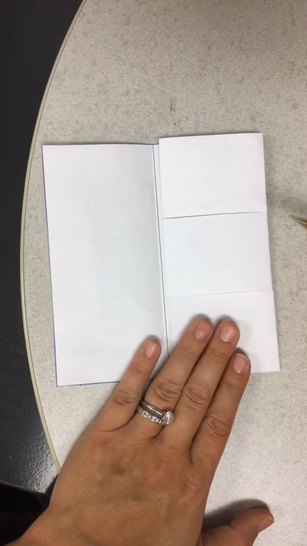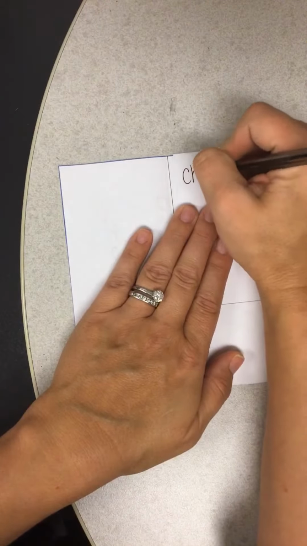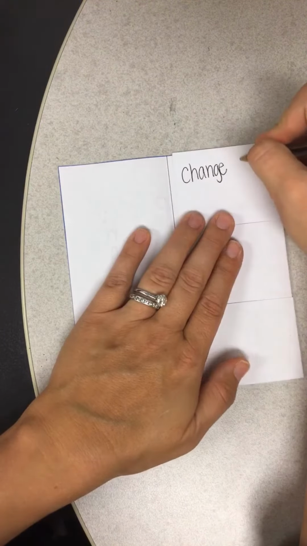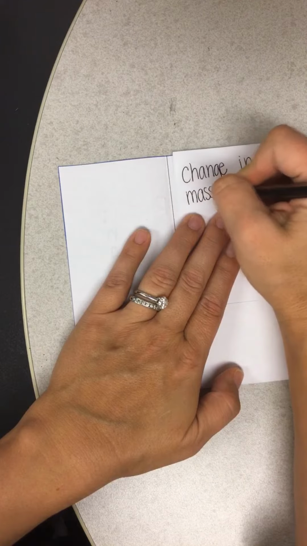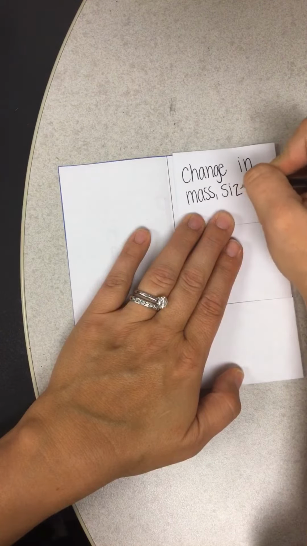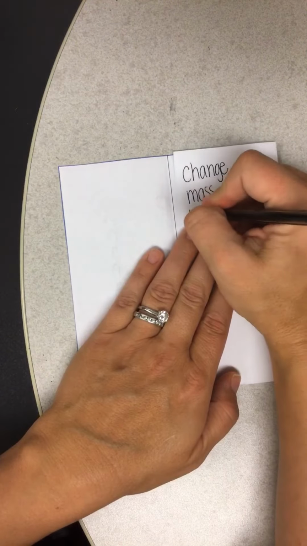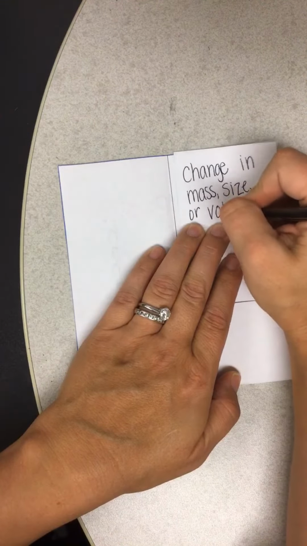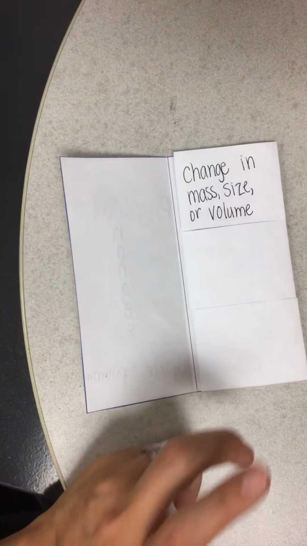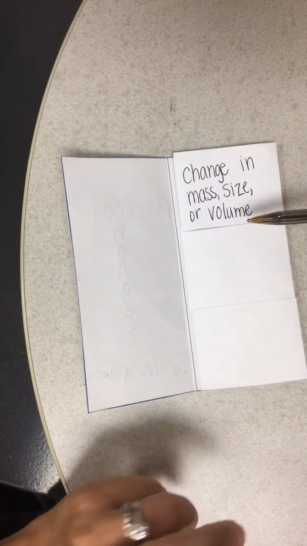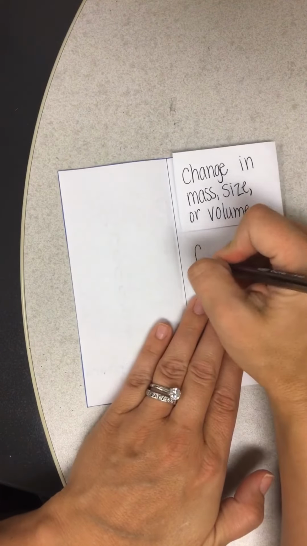And on the flaps, what I want you to do is, a physical change can be a change in mass, so that would be your weight, size, of course if it's big, if it's small, and then of course it can also change the volume. Okay, it does not mean it has to be all three of these. It can change in mass, it could change in what the size is, or it could change in the volume.